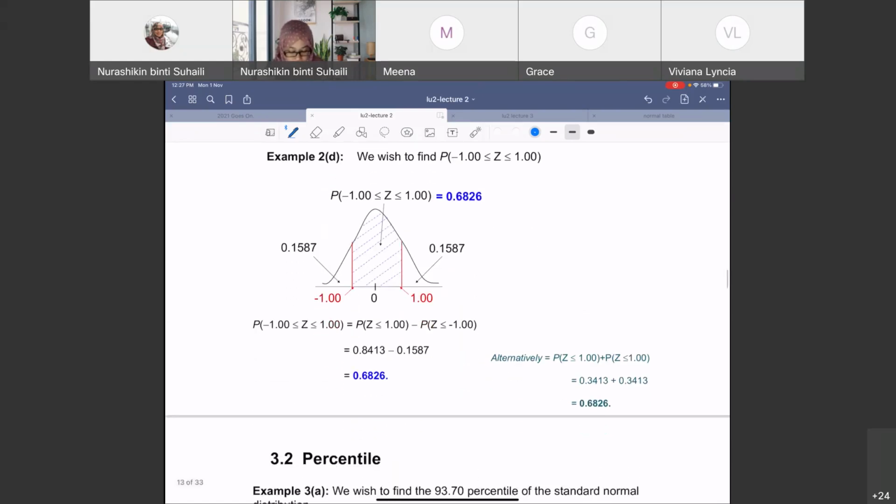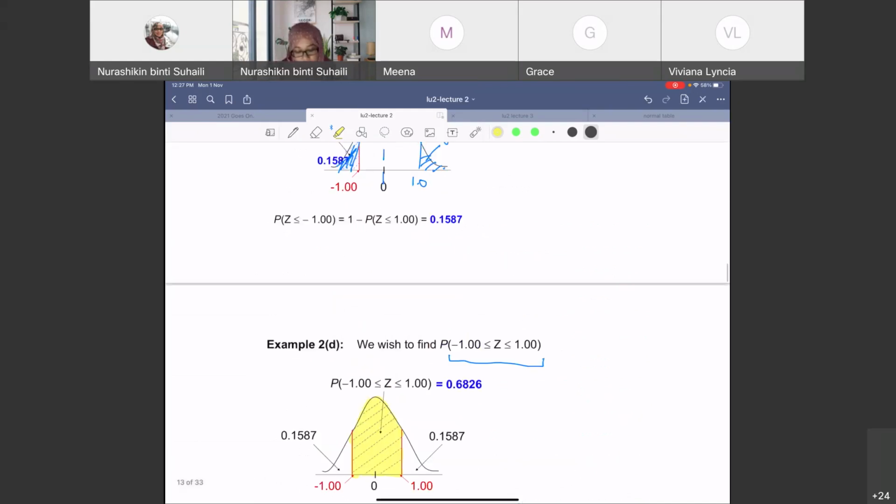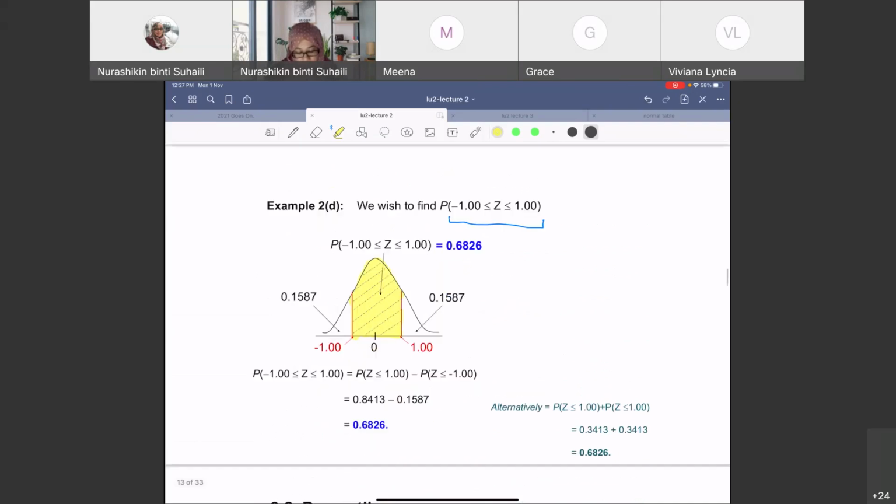Okay, right. The last example is this one, Z between -1 and 1. So the area is in the middle here. Let's say you already know from the previous question, this one is 0.1587. This one is 0.1587. So you know the total area here is 1, isn't it? So 1 minus 0.1587 minus 0.1587. So it gives you 0.6826.